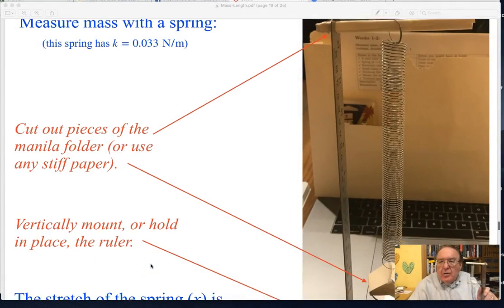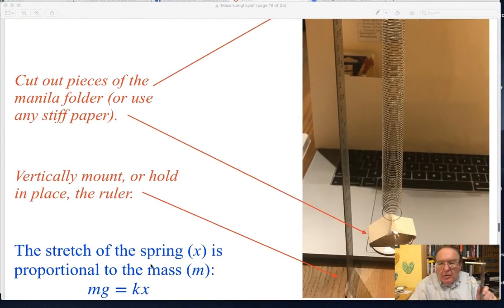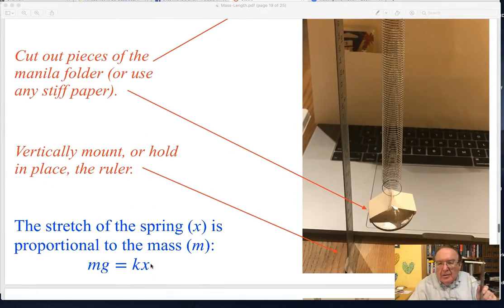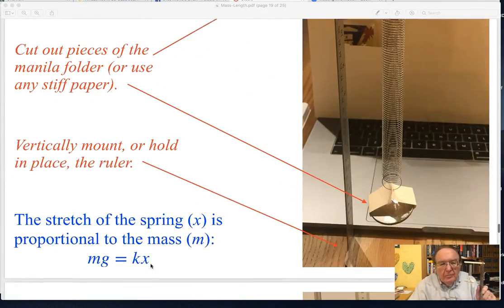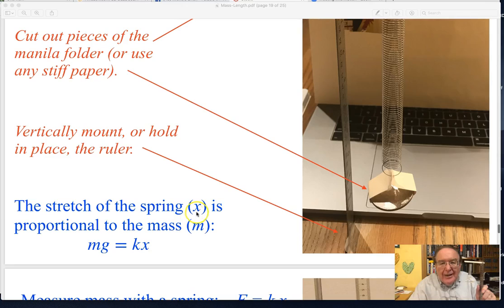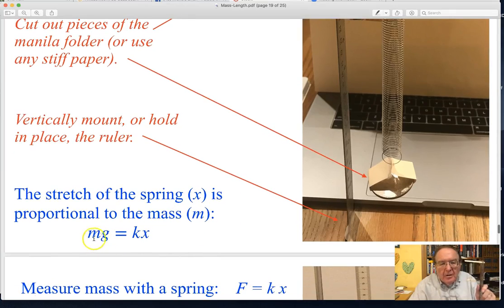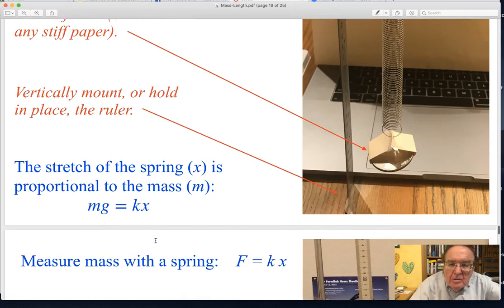Okay. So here is a drawing here. You can see just what I've told you here. And then the stretch of the spring x is proportional to the mass. And the formula is m times g. G is the acceleration of gravity. K is the constant for this particular spring. And x is how much the spring stretched. Okay? So you can do that.